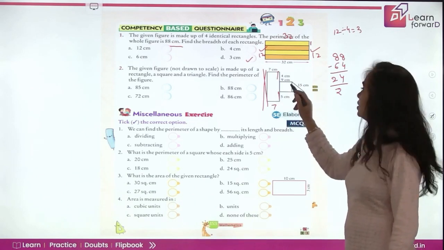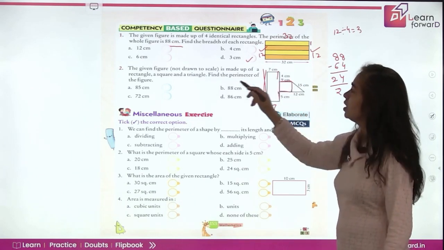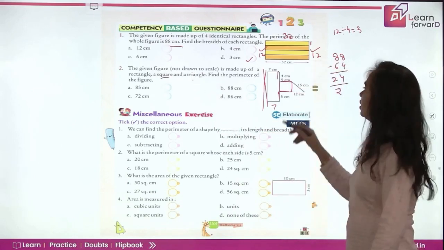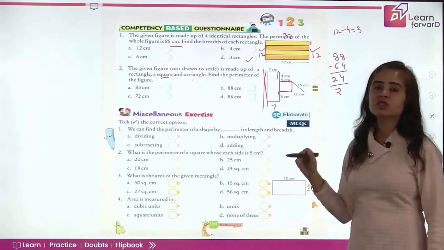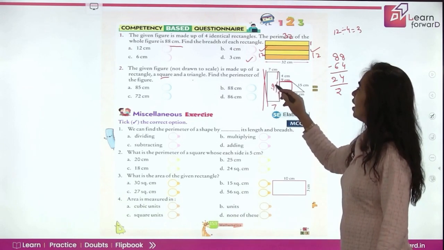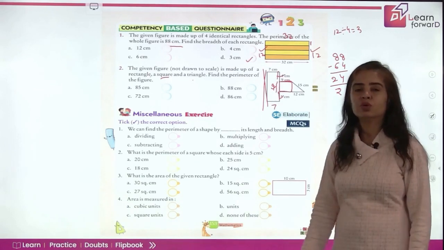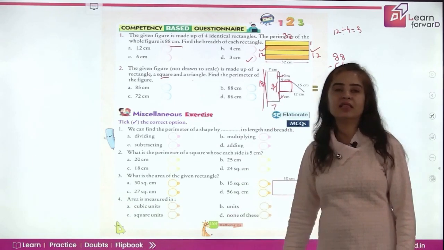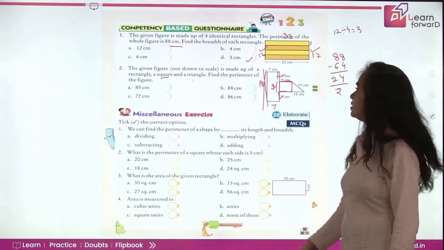Now look at this shape. This shape is a square. We are using a rectangle, square and triangle. What is the side given of the square? 9 centimeters. It means this part is also 9. So 5, 9 and 4. Total is 18. It means the rectangle has length 18 units, 18 centimeters.